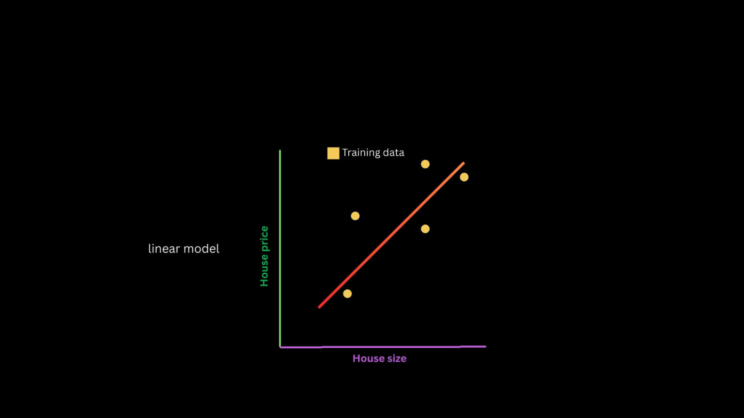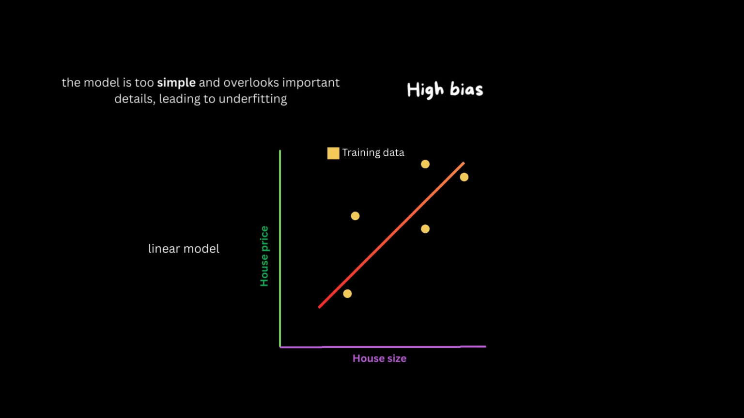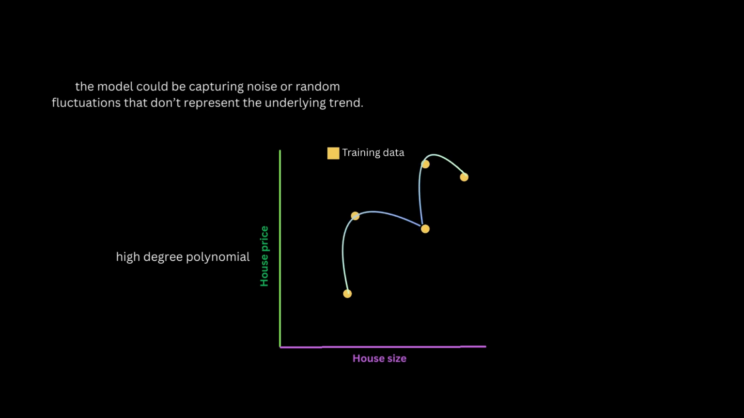This is where high bias comes in. Your model is too simple and overlooks important details, leading to underfitting. So here the model is not performing well on training data because of high bias. On the other hand, if you use a more complex model like a high degree polynomial, it might try to draw a curve that fits every single data point perfectly.